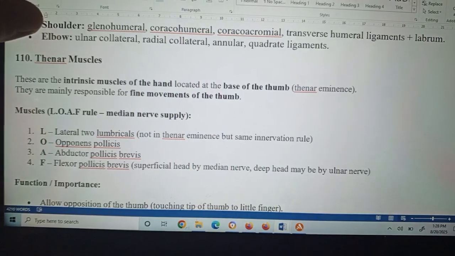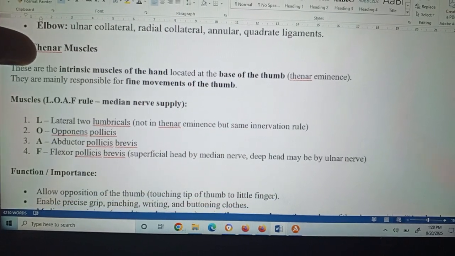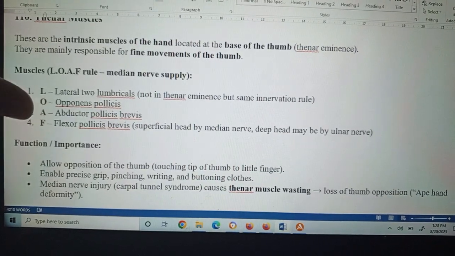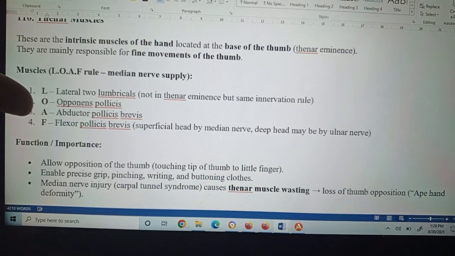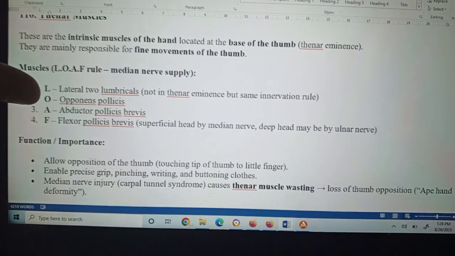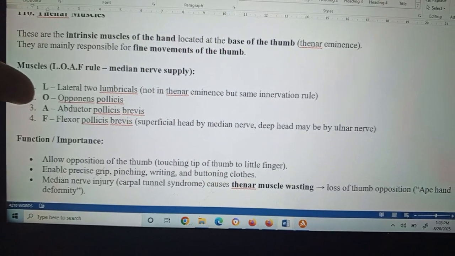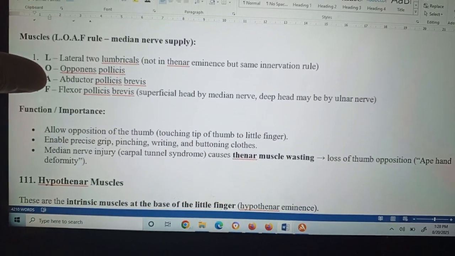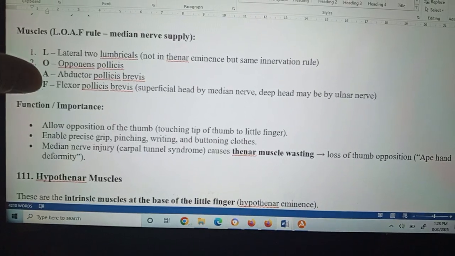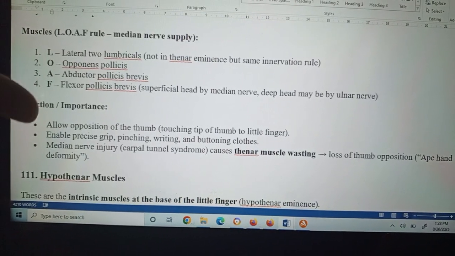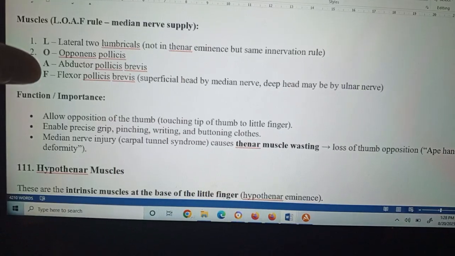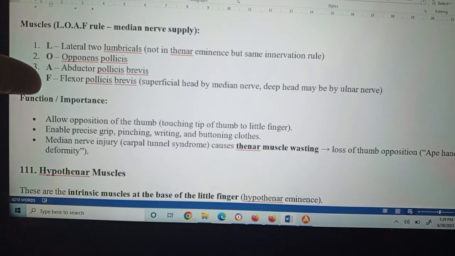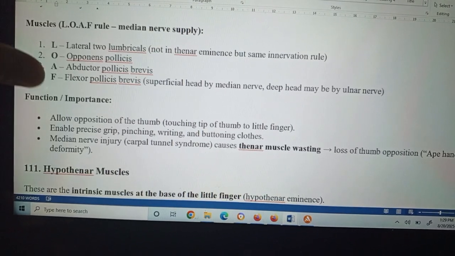Thenar muscles are the intrinsic muscles of the hand located at the base of the thumb, the thenar eminence. Thenar is on the thumb side, that's why the name indicates thenar. They are mainly responsible for fine movement, and the muscles included are given by the LOAF rule: median nerve supplies the lateral two lumbricals, not in the thenar eminence, but same innervation rule. OAF is the thenar eminence, which includes three muscles: opponens pollicis, abductor pollicis brevis, and flexor pollicis brevis.